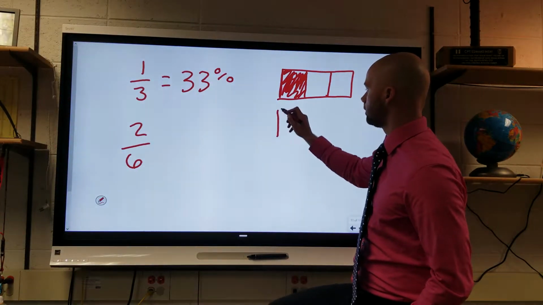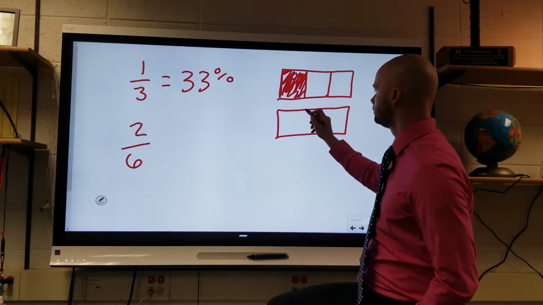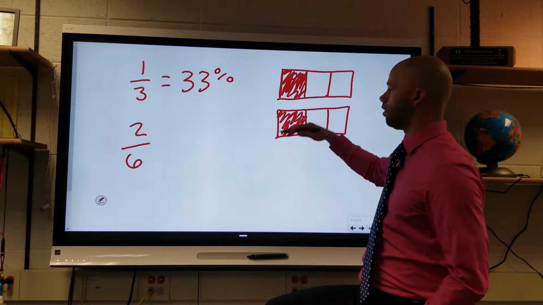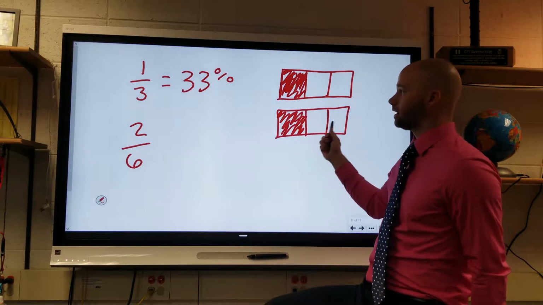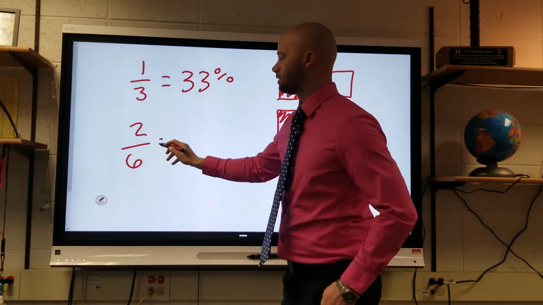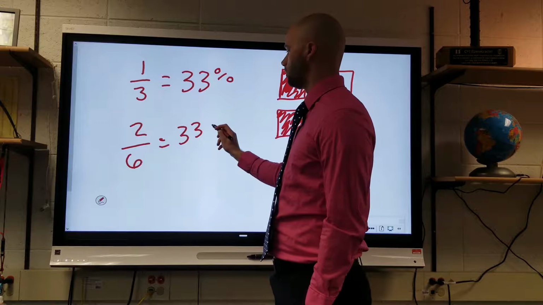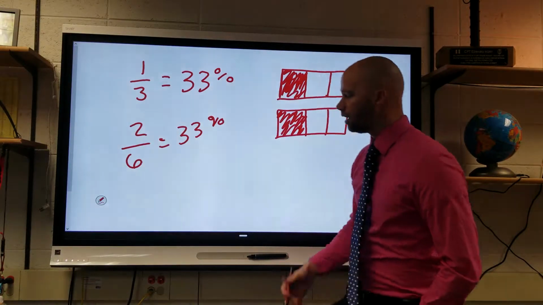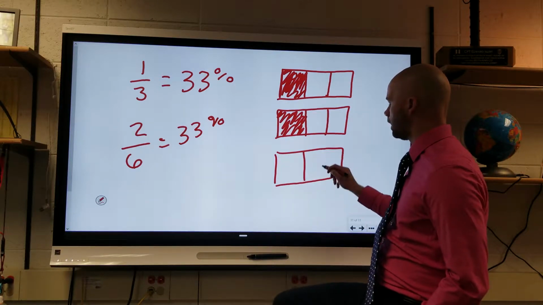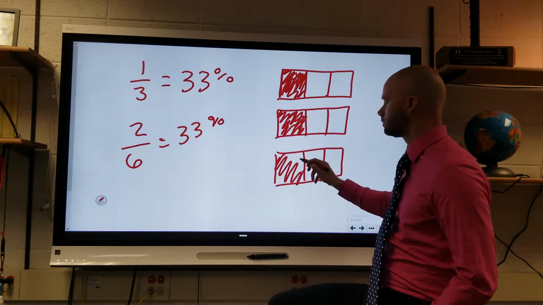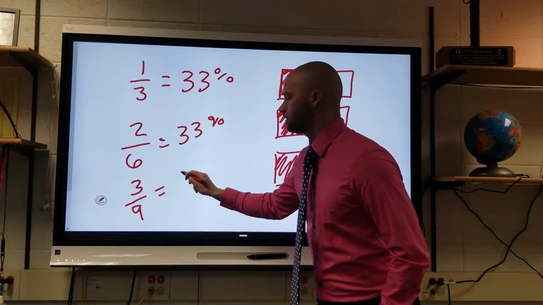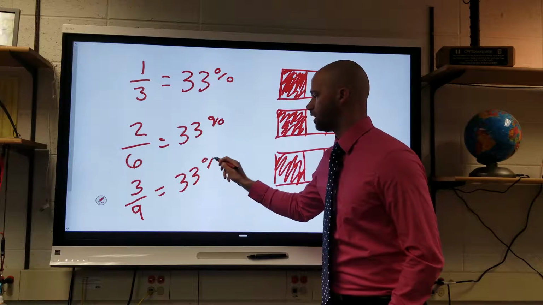So let's say I'm up to bat another 3 times. I'm going to hit the ball 1 of those times again. So altogether now, I have 6 times that I've been up and 2 times I got a hit. And that still is equal to 33%. Same thing if I'm up 3 more times, I'm going to get 1 more hit. So now altogether I have 3/9. That still equals 33%.